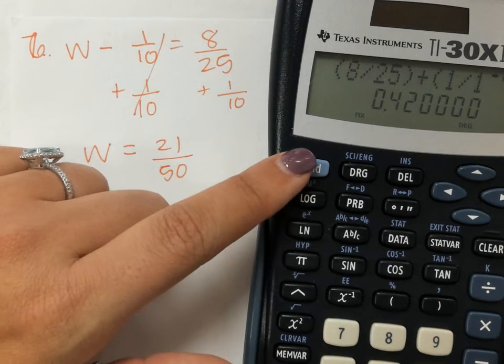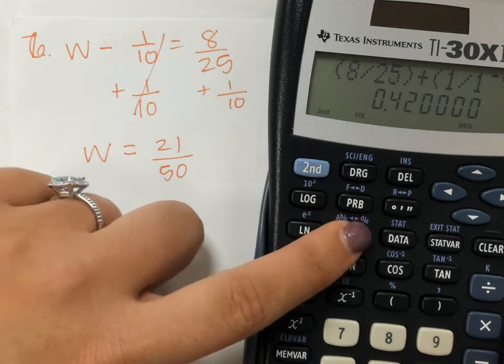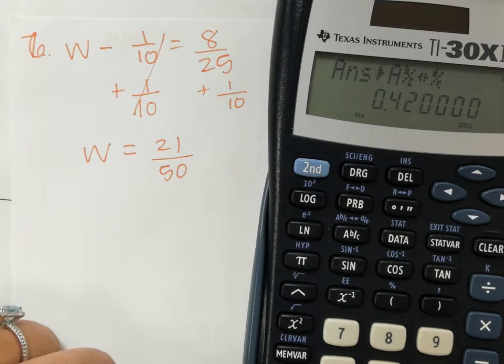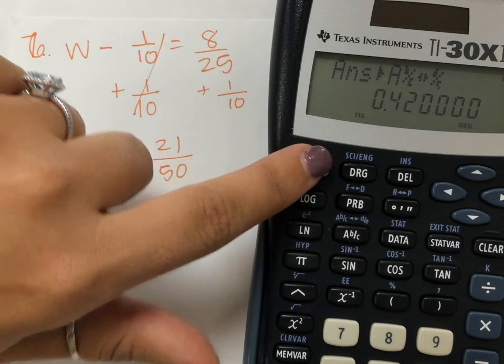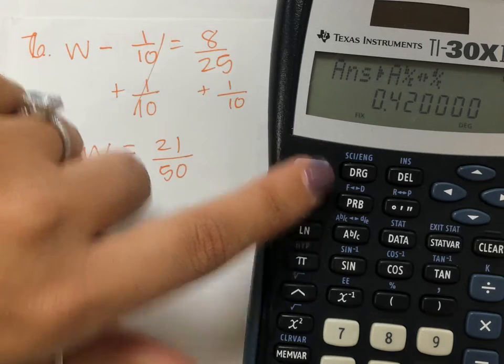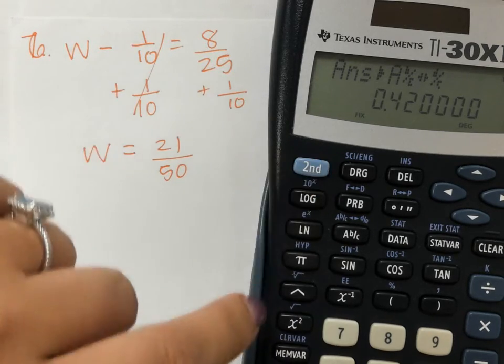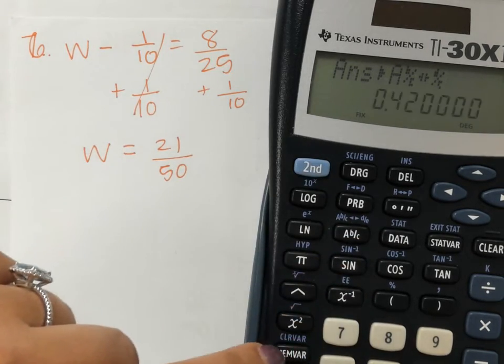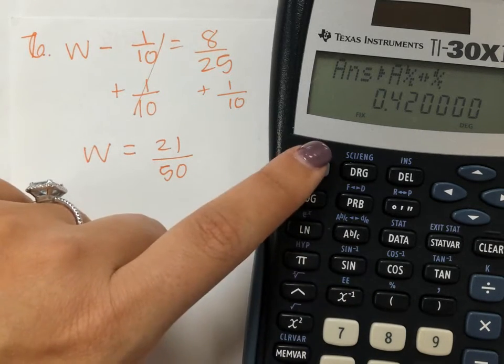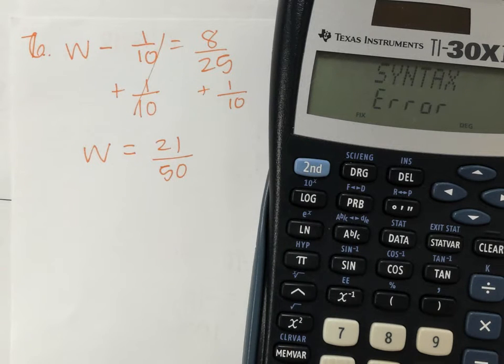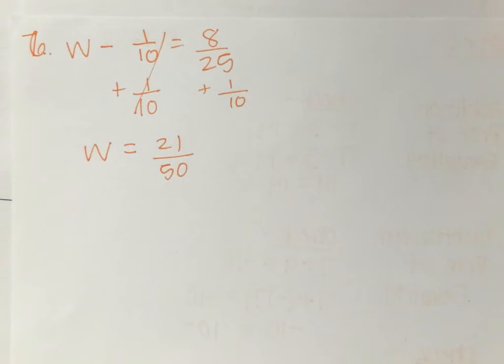And then, what is it? Second. Oh, how do I put it back into a fraction? Just do it the other way. Hold on. There's a button. I think you put second and ABC. That's why we need to know how to do it in our heads. My other calculator, I don't know how to do it.